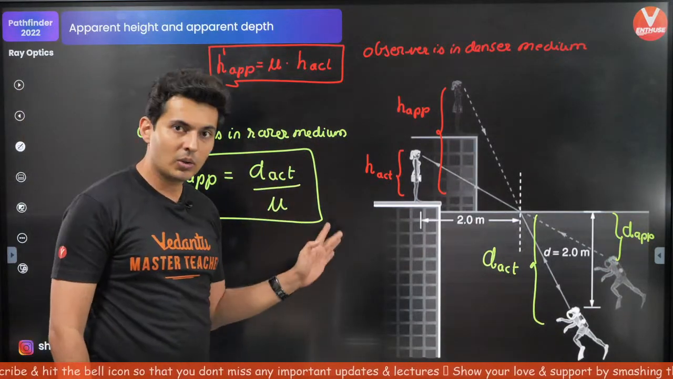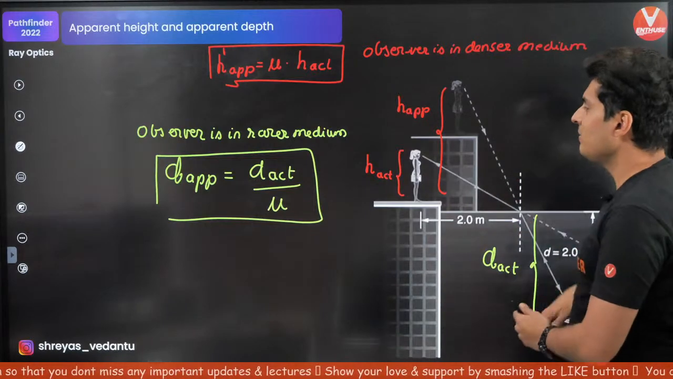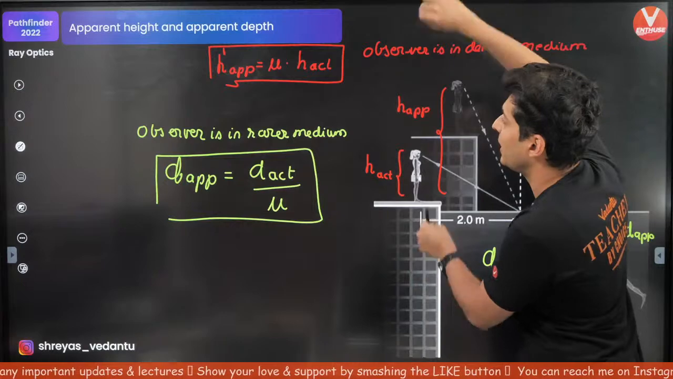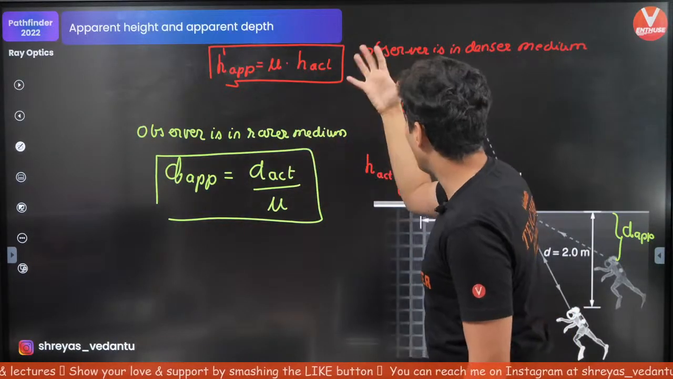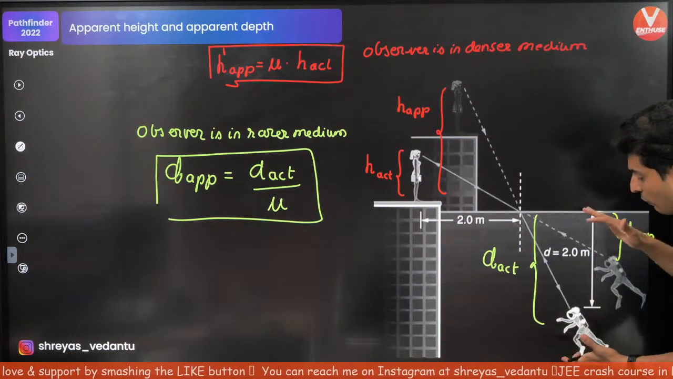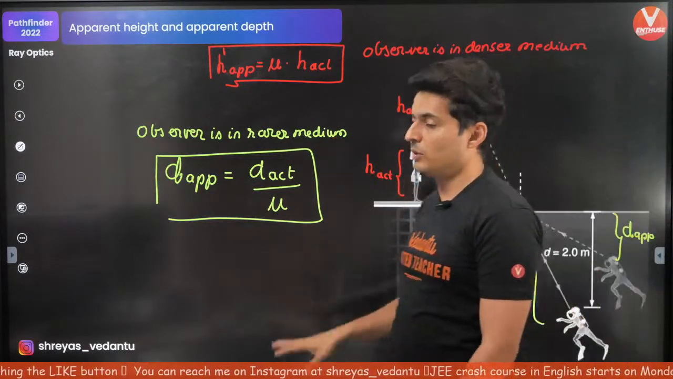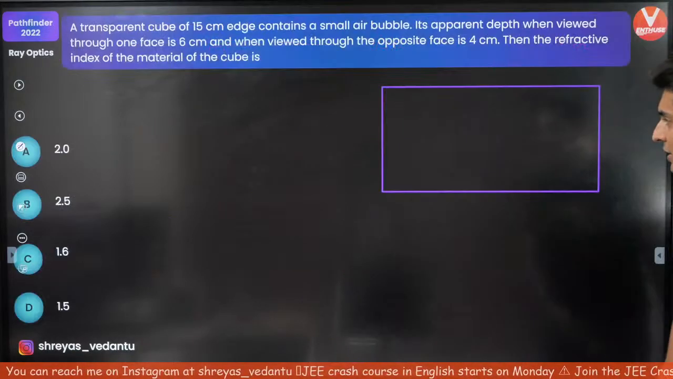Got it? Will you remember this formula? When you are in denser medium and you look outside, you will feel it is far away, taller. So you expand. How do you expand? Multiplied by a number more than 1. When you are outside, in the rare medium, and you see things inside water or glass, they appear closer. So to make it closer, divide by mu. As simple as that. Got it? Shall we go ahead? Moving ahead to the next question.